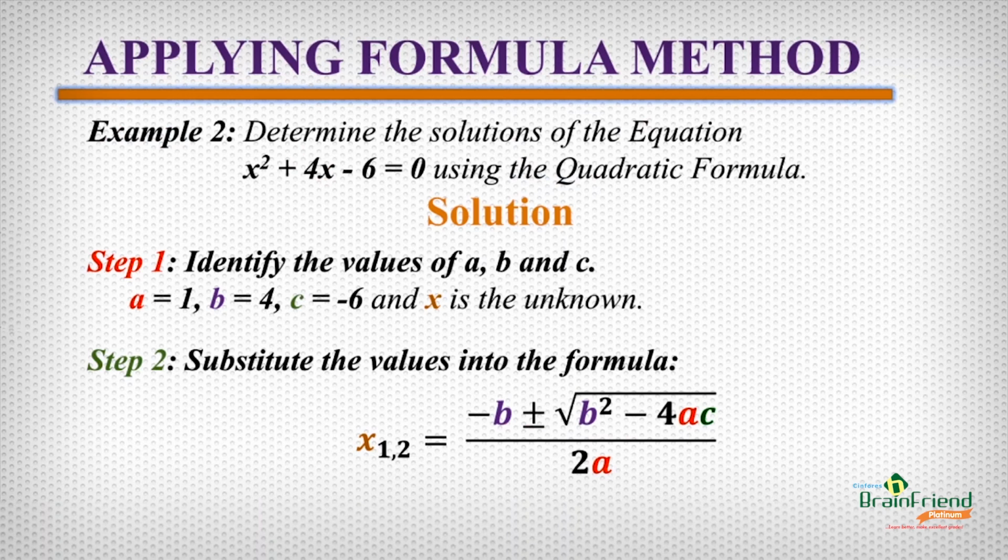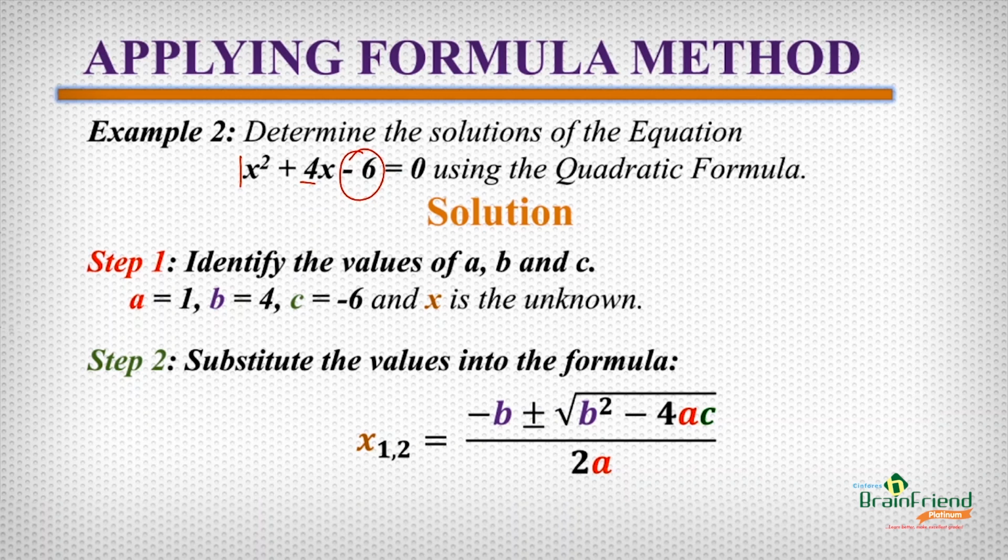Let's try another example. Determine the solutions of the quadratic equation x² + 4x - 6 = 0 using the quadratic formula. Solution. Remember, the first thing we need to do is to identify the values of a, b, and c. By doing that, we have the value of a to be 1. There is an invisible 1 here. The value of b to be 4, and then that of c to be -6.